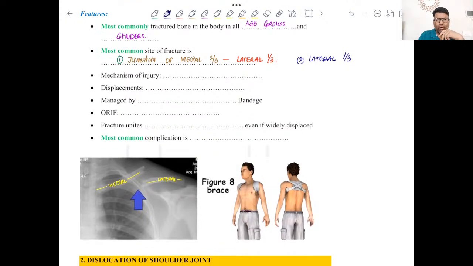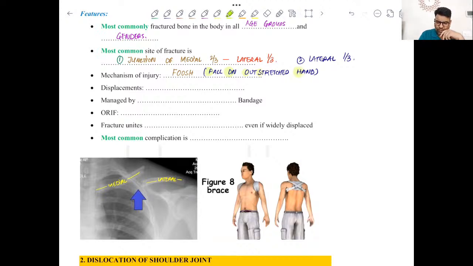Now mechanism of injury in upper limb is mostly a FOOSH injury, that is fall on outstretched hand. Clear? So for most of the upper limb injuries, you can remember FOOSH, fall on outstretched hand.